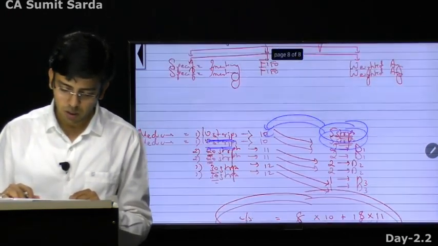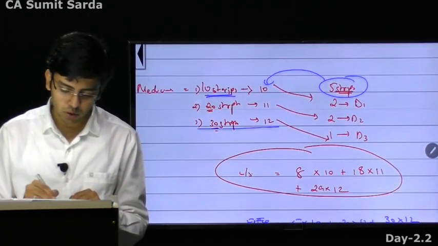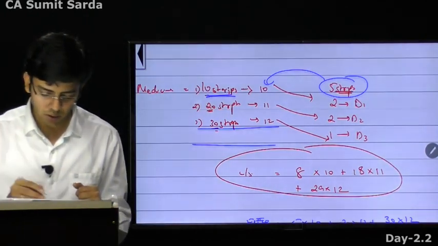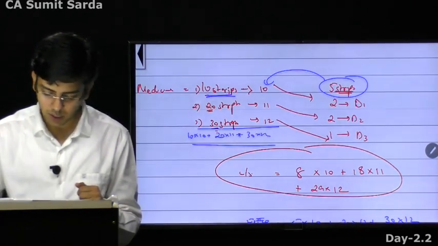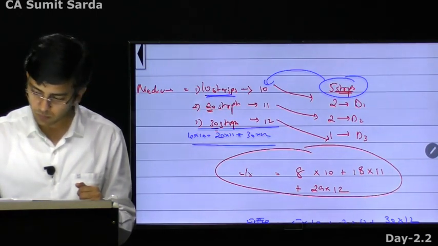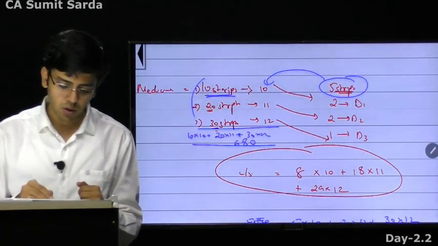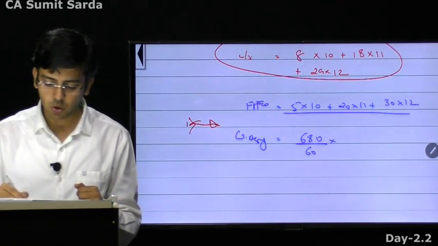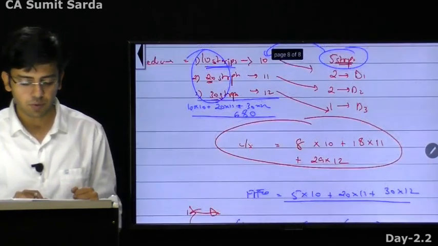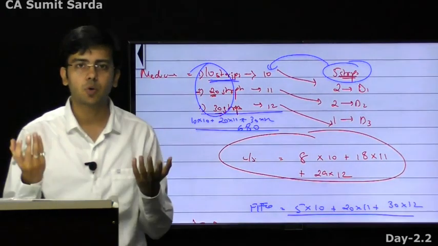The last concept is weighted average. I'll use that weighted average concept over here also. I know that the total stock value before the sale was 10 into 10 plus 20 into 11 plus 30 into 12. That makes it 680. So 680 is the cost for 60 strips, correct? I have sold 5 strips, so now I have 55 strips in my godown. That gives me my weighted average: the total of all the inventories divided by total units that I have, multiplied by whatever closing stock is remaining.